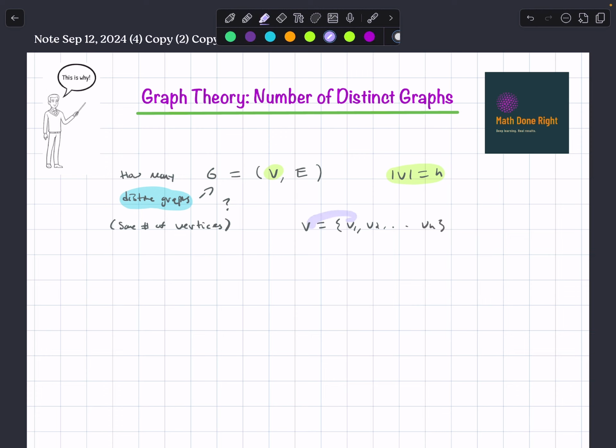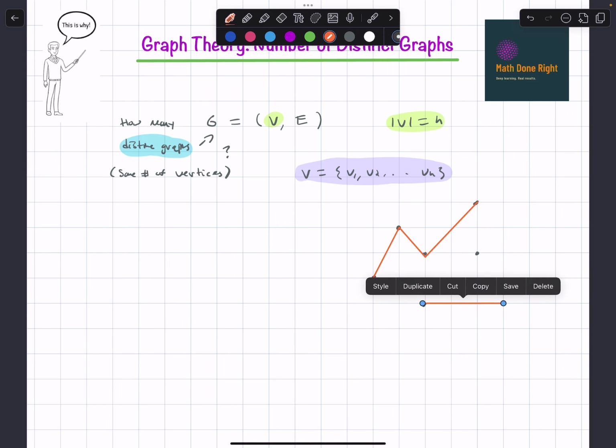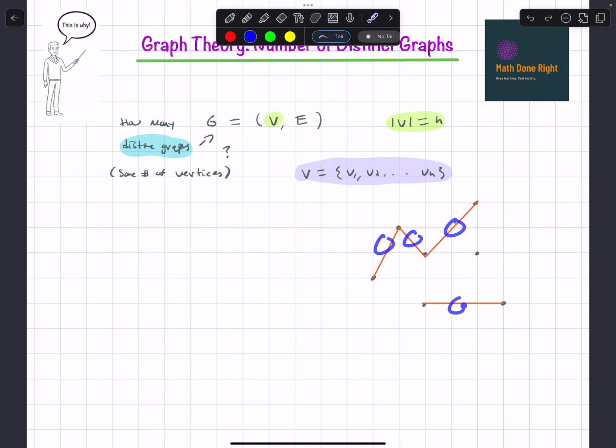And the question is, think about it as, if we were given these n vertices, how many graphs could we make? I'll just do a little picture here to give us the idea of what's going on. If we have these 7 vertices, we could connect these two, and then these two, and then these two, and then maybe these ones. And that's one graph made with these vertices, and it has 1, 2, 3, 4 edges.